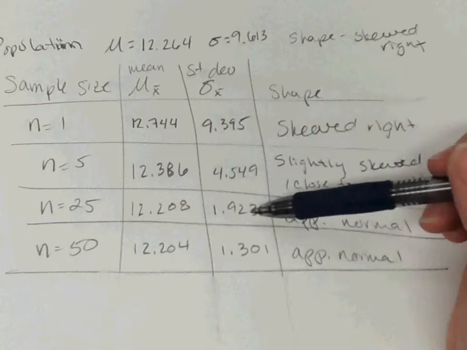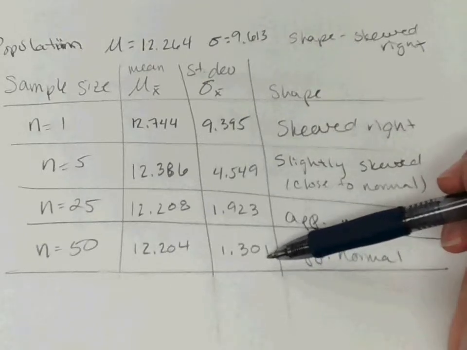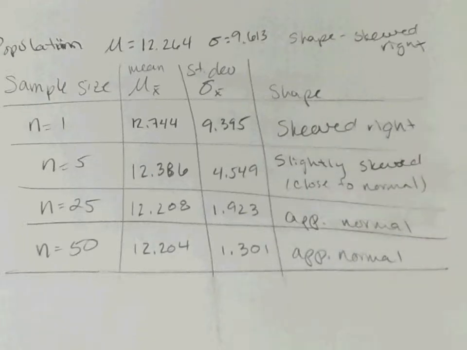As my sample size increases, my standard deviation decreases, which at this point should be expected because we know that the larger the sample size, the less variability that we expect, so the smaller the standard deviation. Now, the shape of that sample size 1 matched the shape of my population. The sample size 5 was definitely a lot closer to being normal, but it still had a little bit of skewness. The larger the sample size got, the closer and closer we got to having that approximately normal distribution, which is what we want.